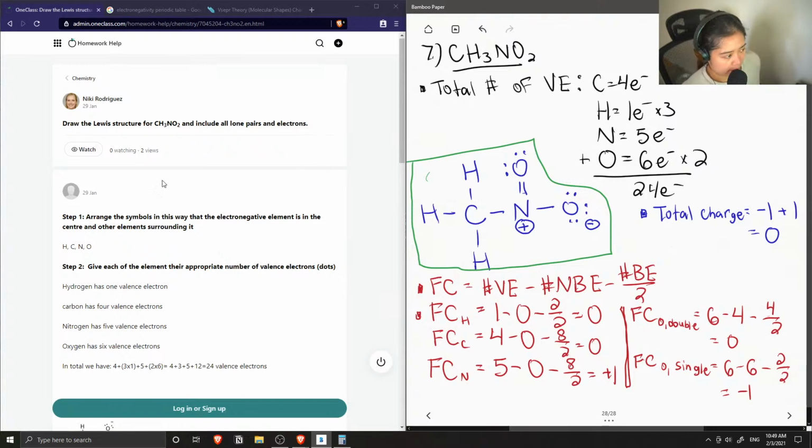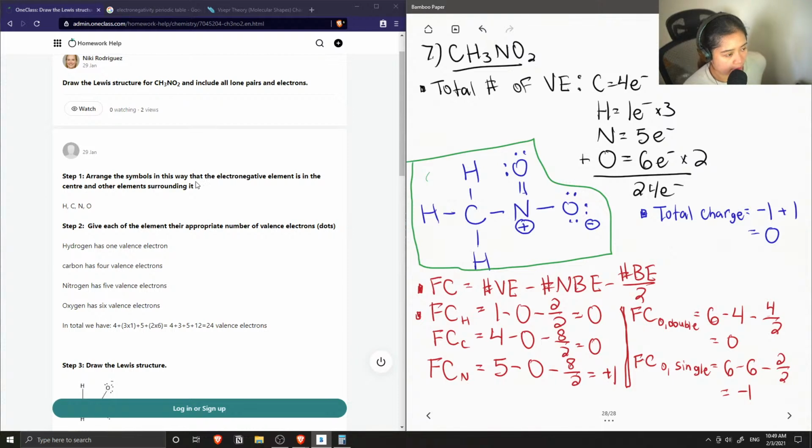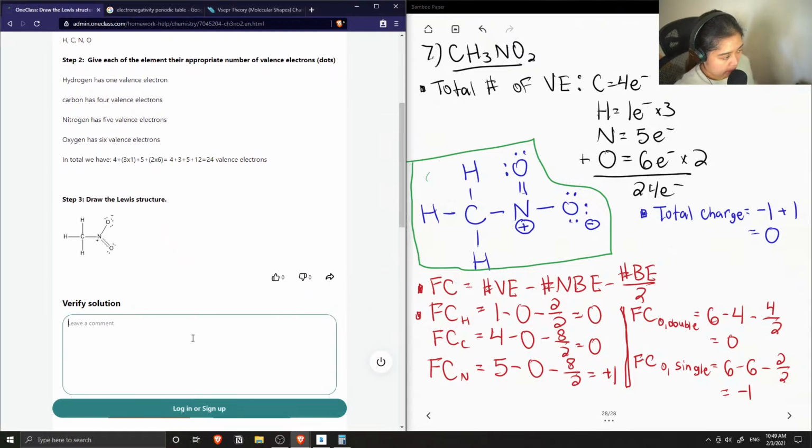And the junior tutor said that for step 1, arrange the symbols in such a way that the electronegative element is in the center and other elements surrounding it. Step 2, give each of the elements their appropriate number of electrons, dots. Hydrogen has 1, carbon has 4, nitrogen has 5, oxygen has 6. And they did the math and found 24 valence electrons. Step 3 was to draw the Lewis structure. Okay, so they showed the positive charge on the nitrogen and the negative charge on the single bonded oxygen. So this solution is correct.